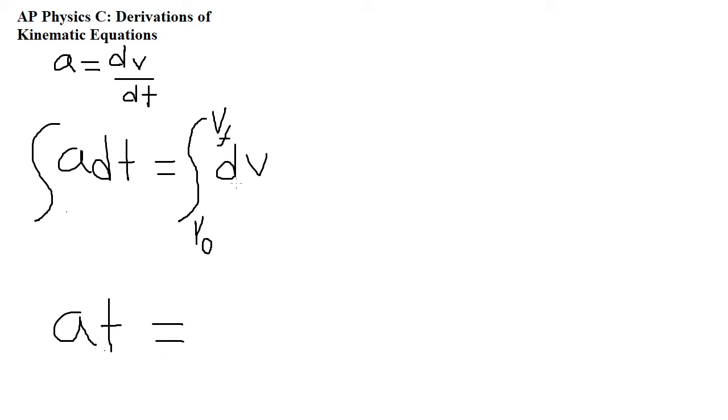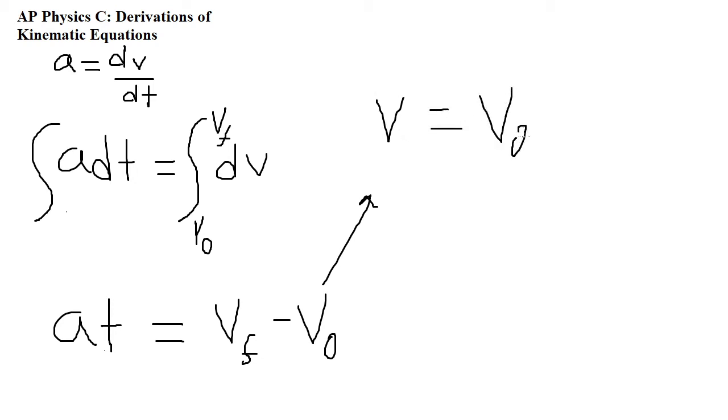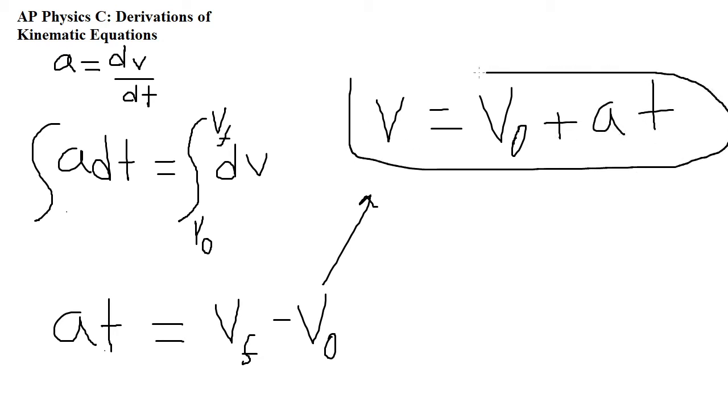is equal to v evaluated from v naught to vf, which is just going to be final velocity minus initial velocity. And then we can rewrite this to say final velocity equals initial velocity plus acceleration times time. And there's our first kinematic equation.